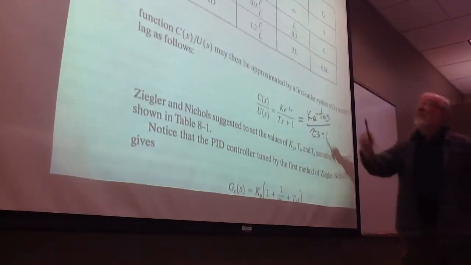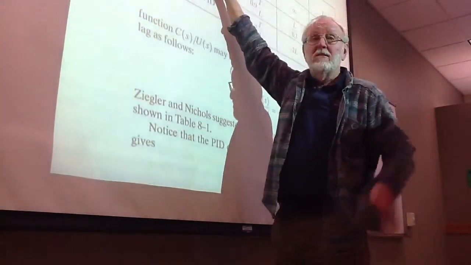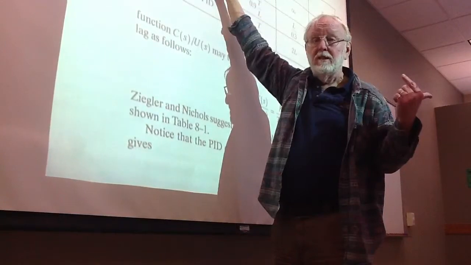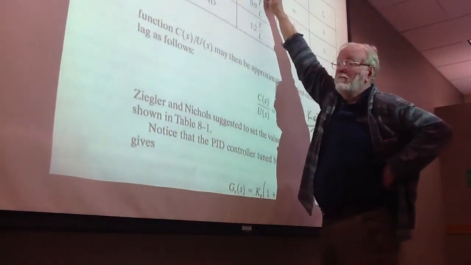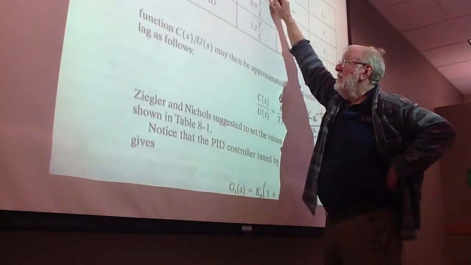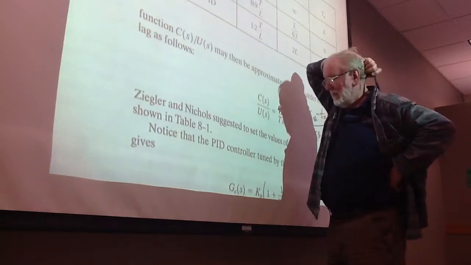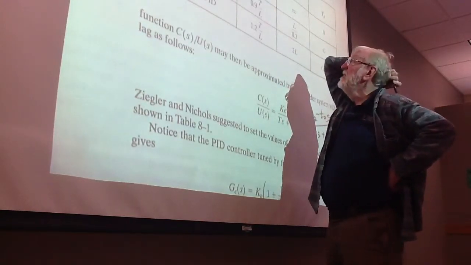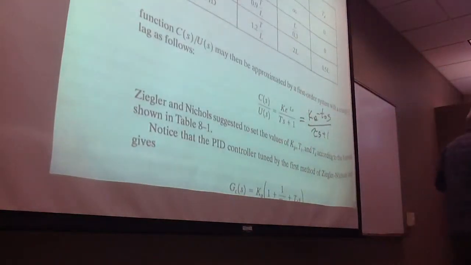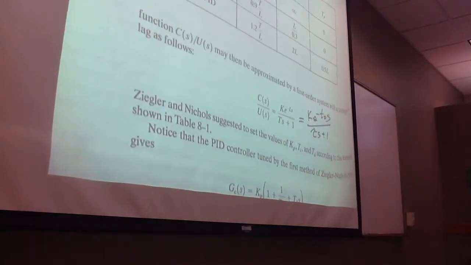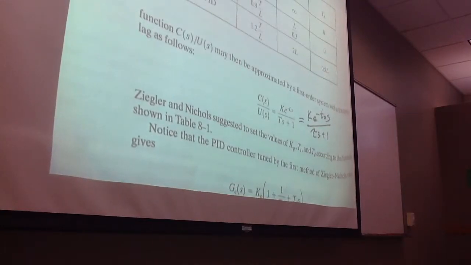And for proportional, this is a proportional only controller, which we've been doing for 2 or 3 weeks. The proportional gain is T over L. T is what now? That's time constant over dead time. Let me show you another way of looking at that.